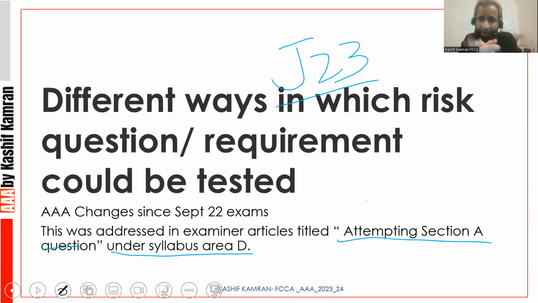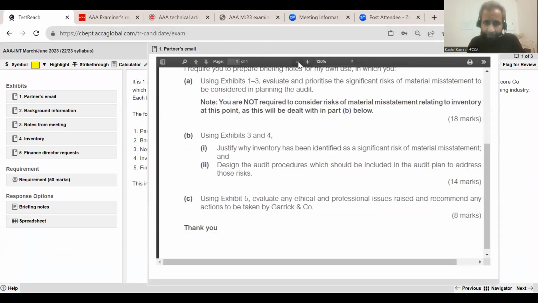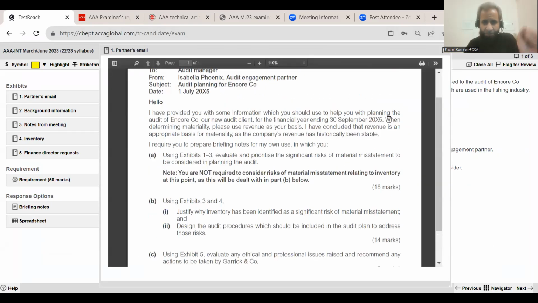So I just want to show you that requirement which came in the June 23 exam and what the examiner expectations are around it. If you go to the practice platform back again and you look at the June 23 paper, a more recent one on the practice platform, and you look at the partner email, and in the partner email, you look at the requirements. The first requirement, A, is very typical.